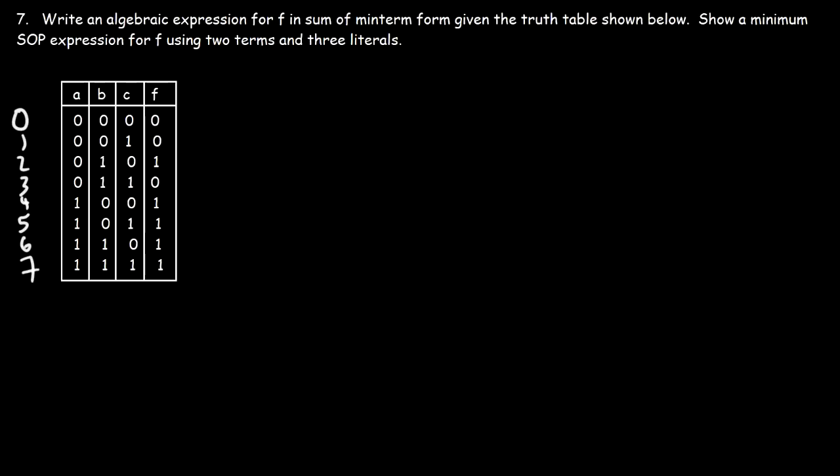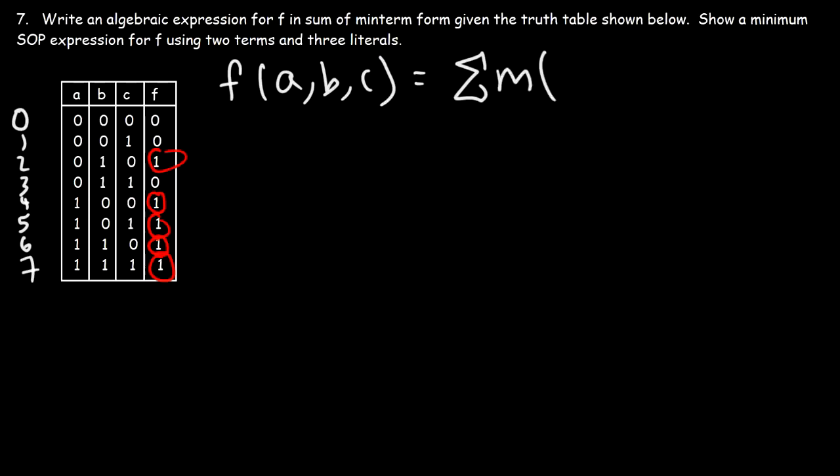Now let's identify the numbers where the function is 1. So it's 1 at 2, 4, 5, 6, and 7. So we're going to say the function f, which has the variables a, b, and c, is going to be equal to 1 when the numerical values are 2, 4, 5, 6, and 7. So now what we're going to do is we're going to write an algebraic expression for f in sum of minterm form.